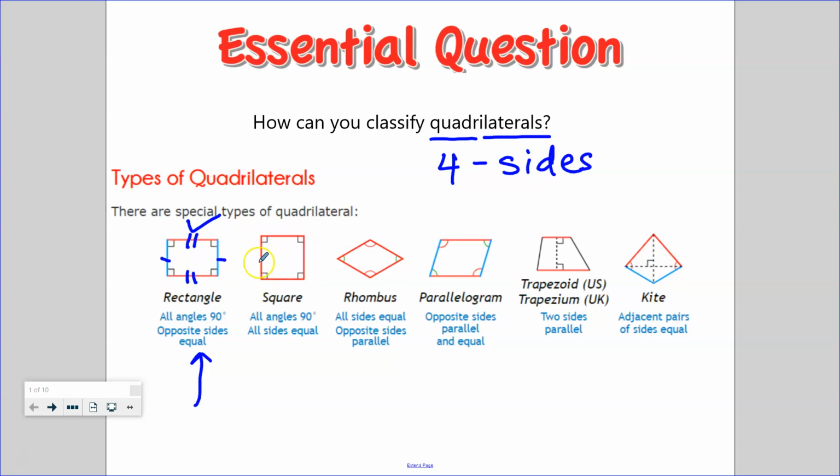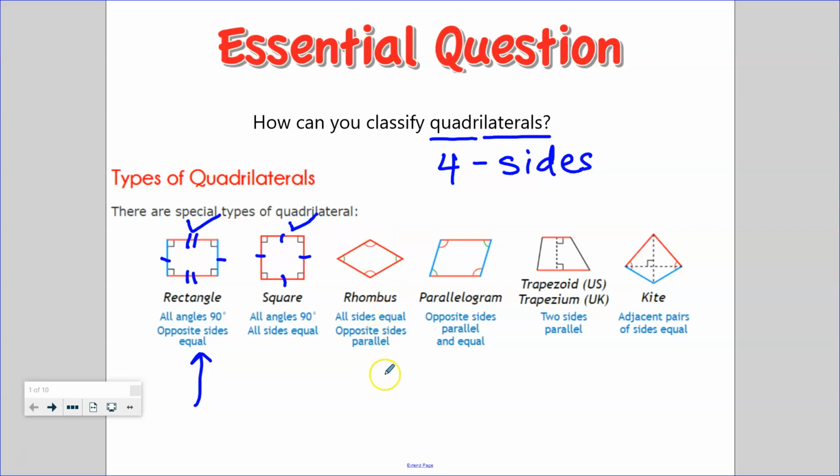And you can see the square. They chose to do colors here to show you all sides, but you can also do tick marks, and this is what a square's tick marks would look like right there. Okay, so you can see that all sides are equal, and then all angles are 90 degrees. And I'm pretty sure you know what a square is.